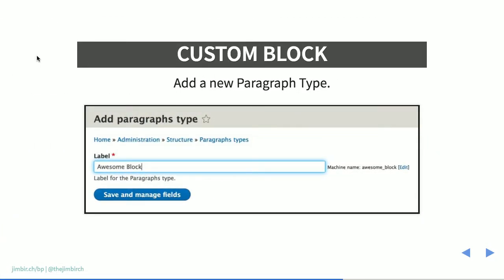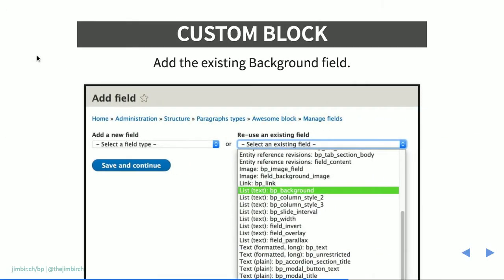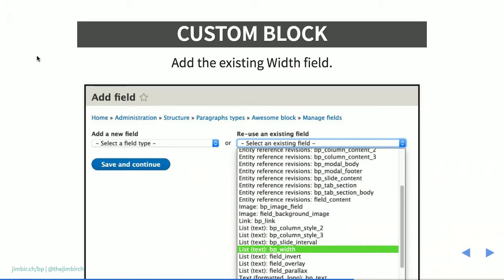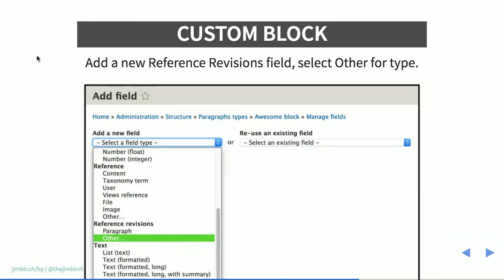So the first thing, we're going to add a paragraph type. It's called awesome block. And then add fields. The first thing you do is add the existing field. So reuse an existing field, go in and grab the background color. Easy peasy. Go in and grab the width field. Even more easy peasy. And then we're going to add the awesome block reference field.